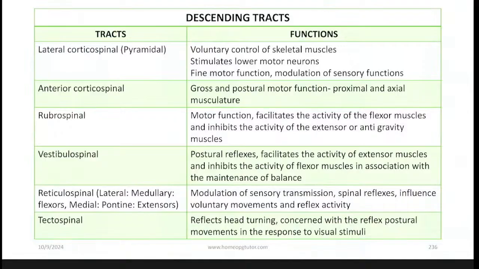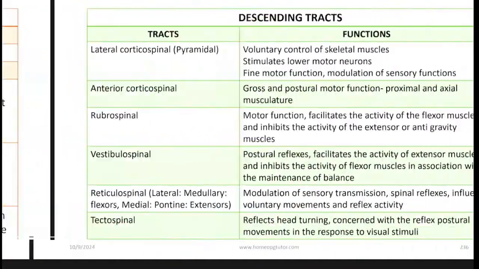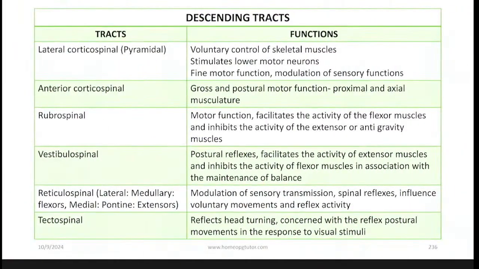Next one, about the anterior corticospinal tract. Now over here, if you remember the structure, here we had exactly the anterior corticospinal tract. So talking about it, remember that it helps in gross as well as postural motor function. Basically, of the proximal and axial musculature, the gross and postural motor function is what our anterior corticospinal tract is dealing with.